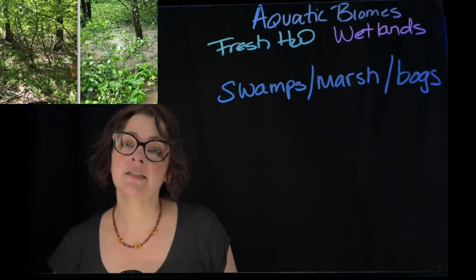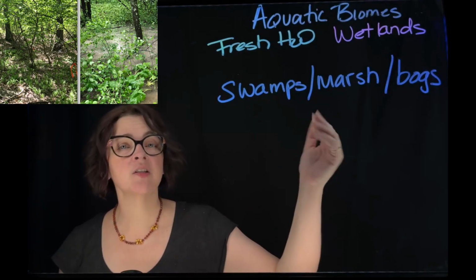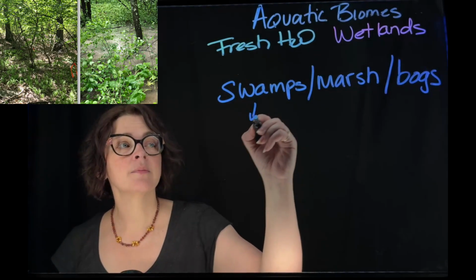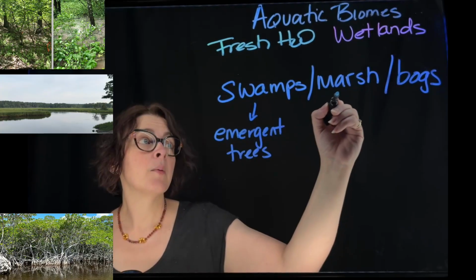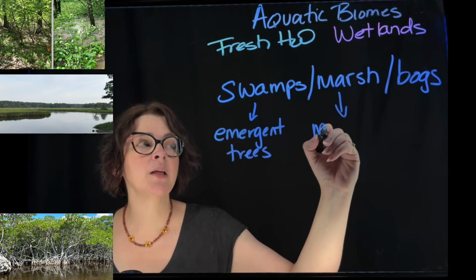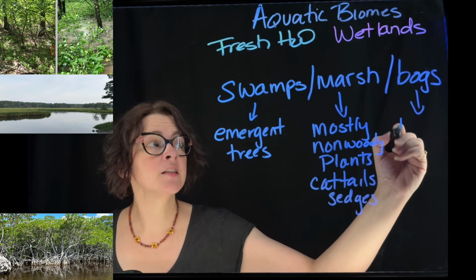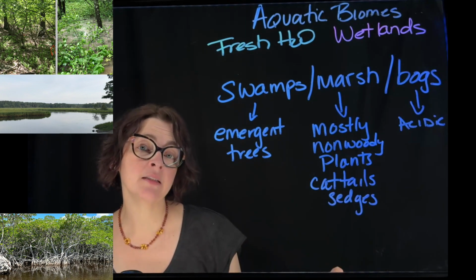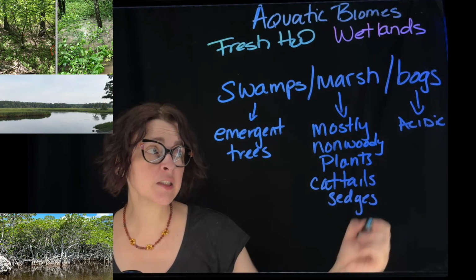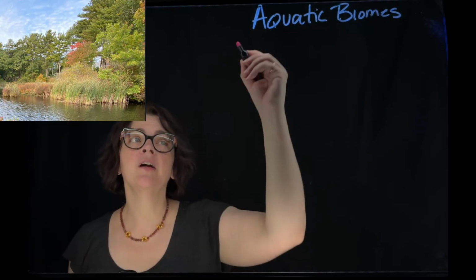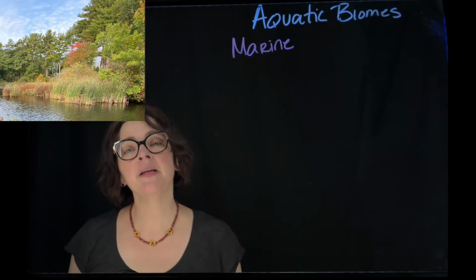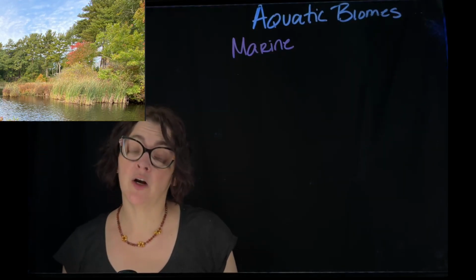We have three main types of wetlands: swamps, marshes, and bogs. Swamps have emerging trees. Marshes are mostly non-woody plants, such as cattails and sedges. And bogs tend to be quite acidic and have plants such as sphagnum moss and spruce trees. Now moving on to marine biomes. Marine biomes are classified by salty water.